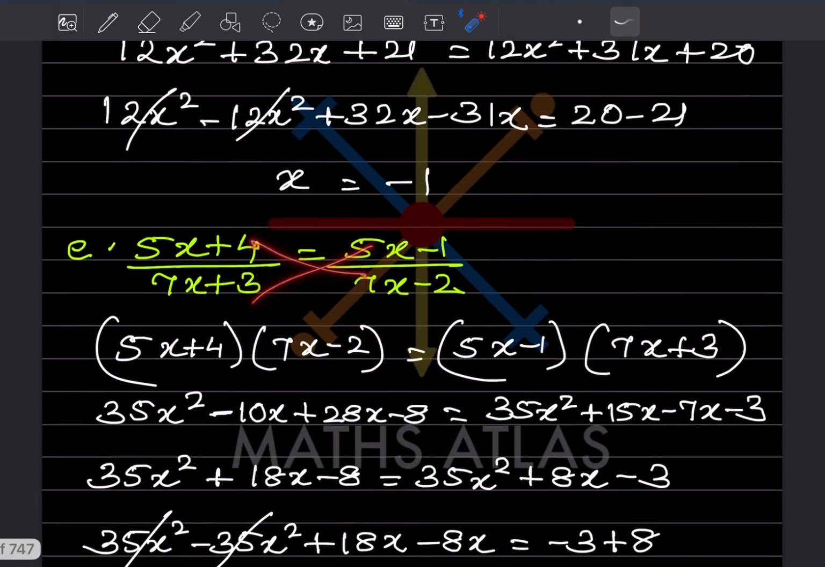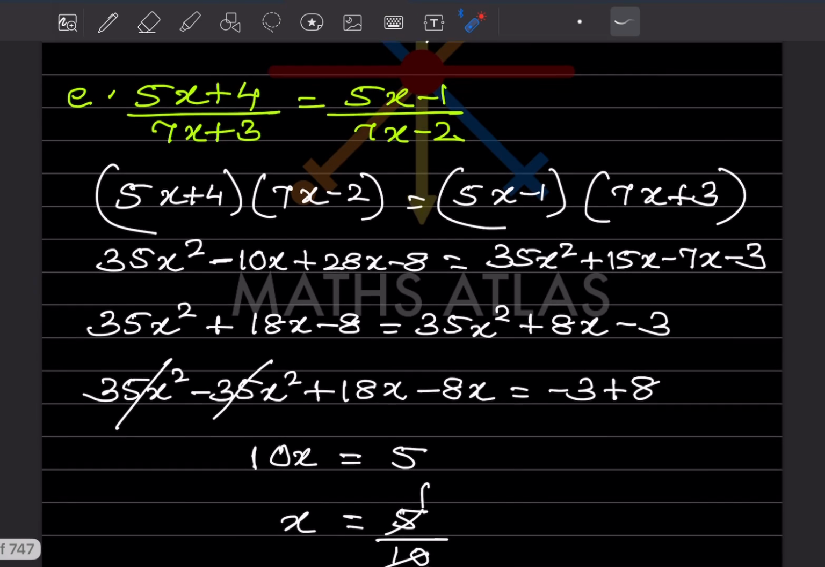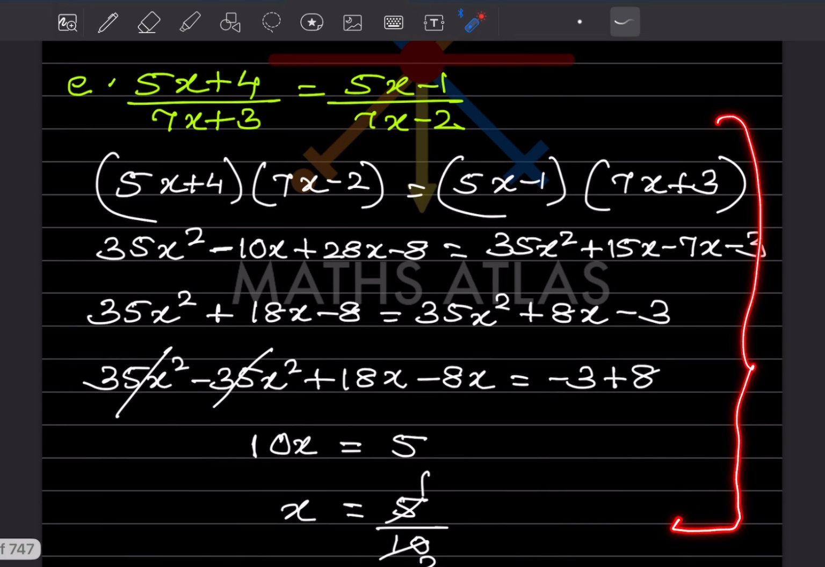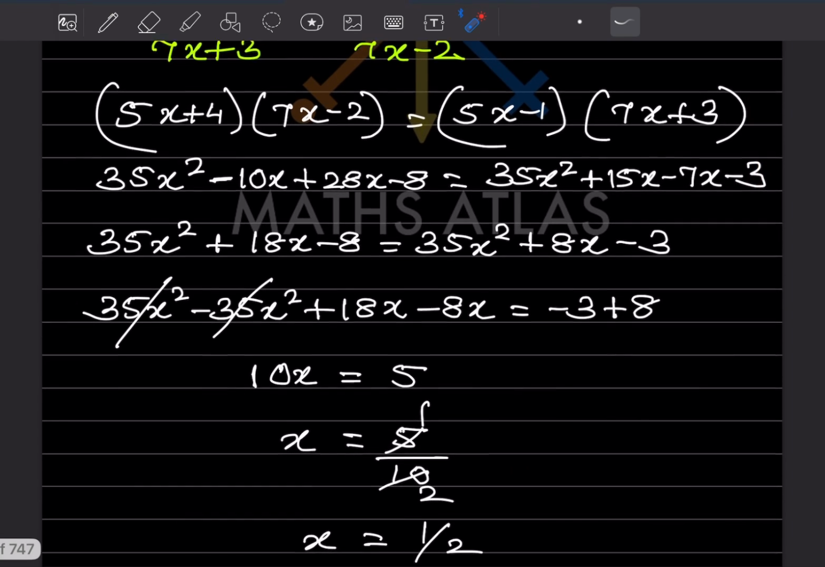Again, this is again the same type. So you can just have a look at this one. So the answer is going to be 1 by 2 because 5 divided by 10.